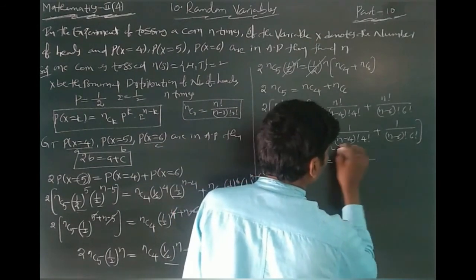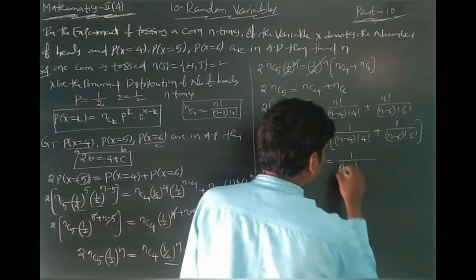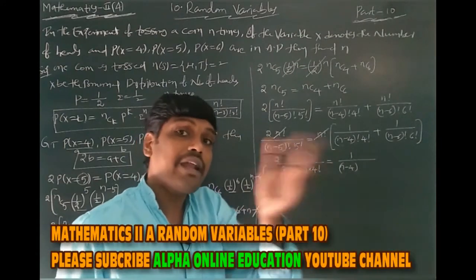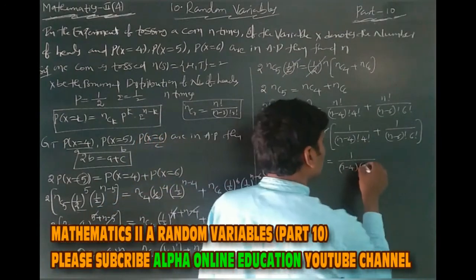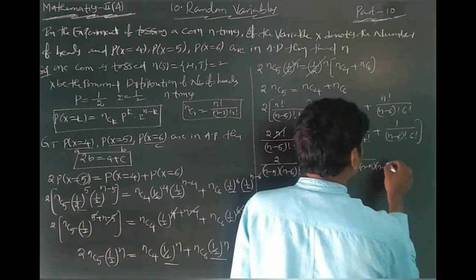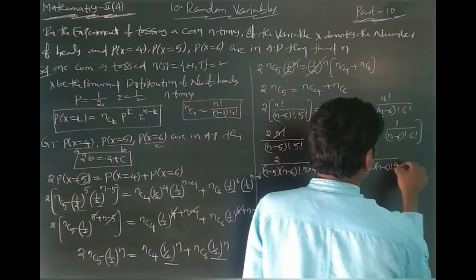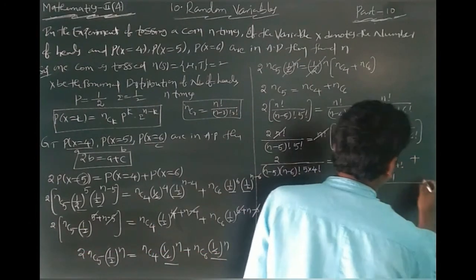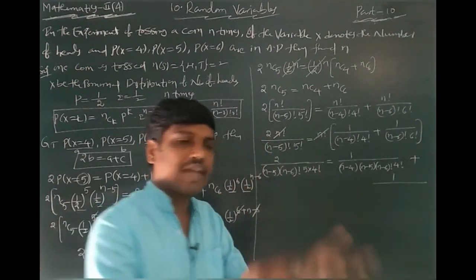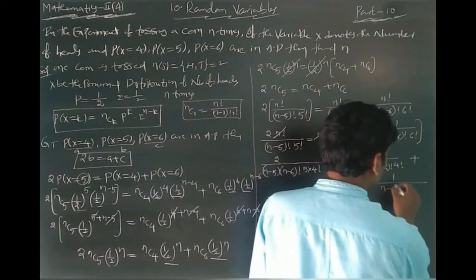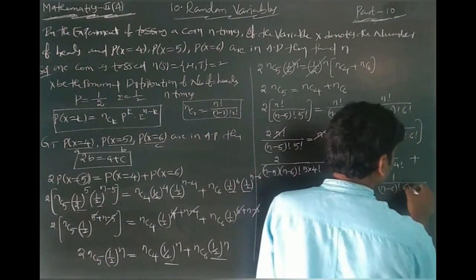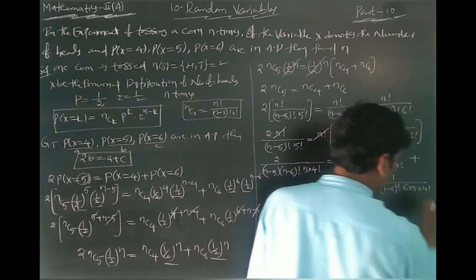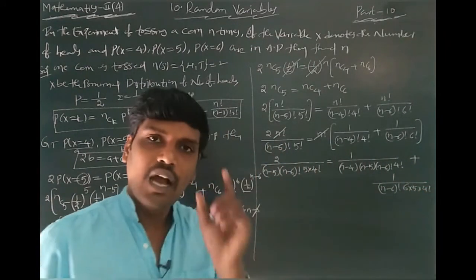Here also 1 by, this will be n minus 4, next term n minus 4 minus 1, n minus 5, next term n minus 6 factorial. Similarly we can write 4 factorial plus 1 by, here n minus 6 factorial we can write as n minus 6 factorial only. Here 6 factorial is nothing but 6 into 5 into 4 factorial. Understood or not, students?